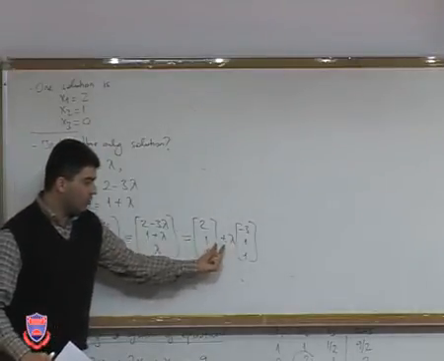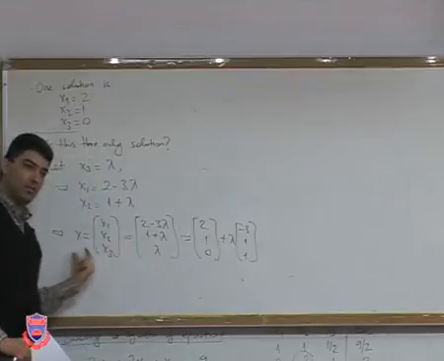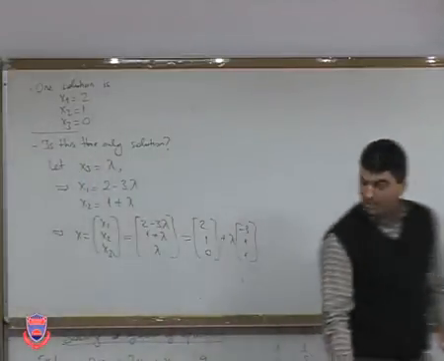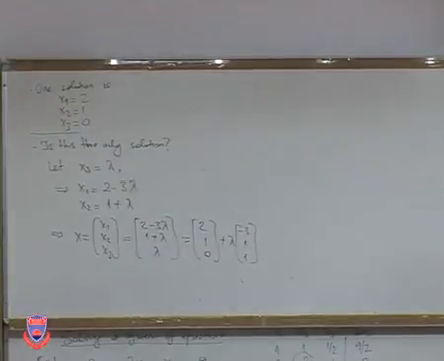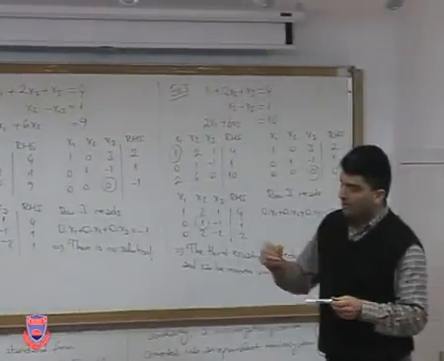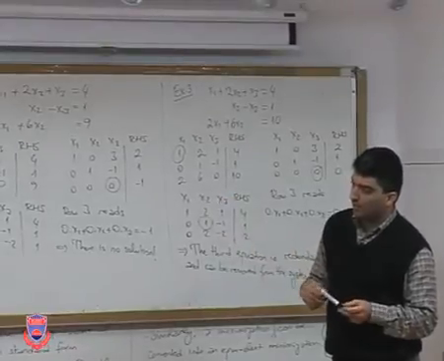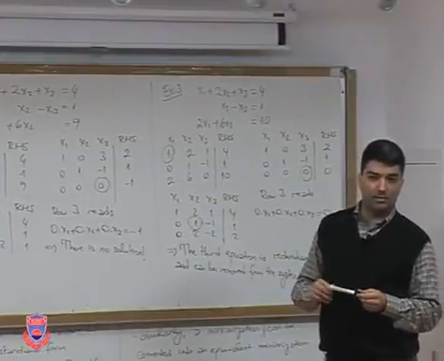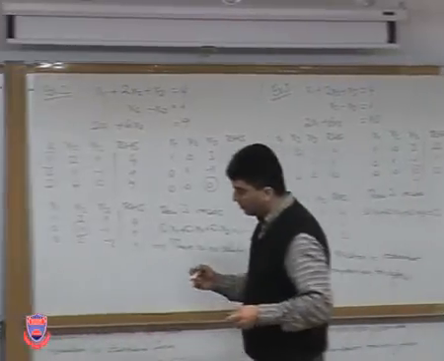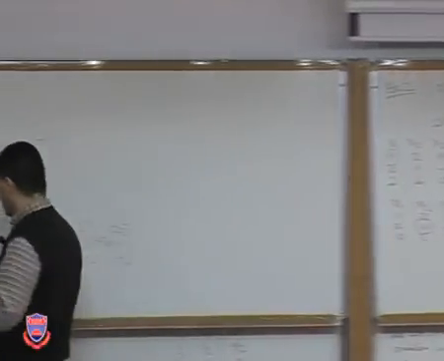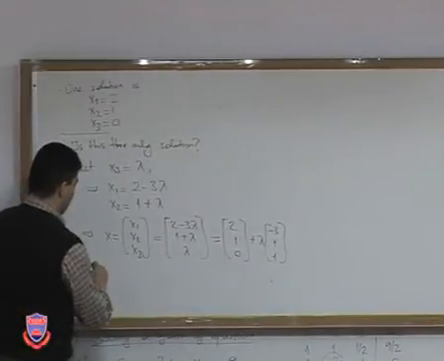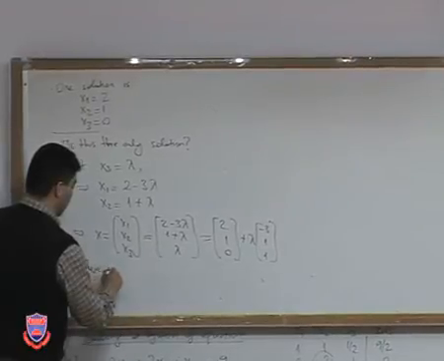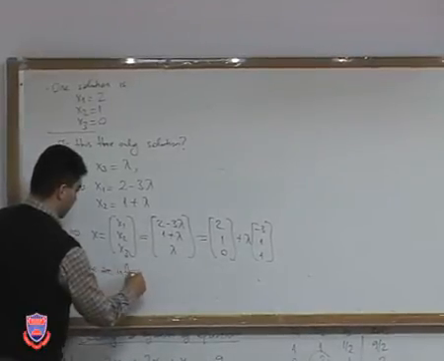But for every different choice of lambda, I get a different solution. Okay? For example, if you set lambda equals 1, you get, I don't know, minus 1, 2, and 1, and so on and so forth. Okay? So which means that since there's a solution for every value of lambda, there are infinitely many solutions to this system, right? So this implies that there are infinitely many solutions.